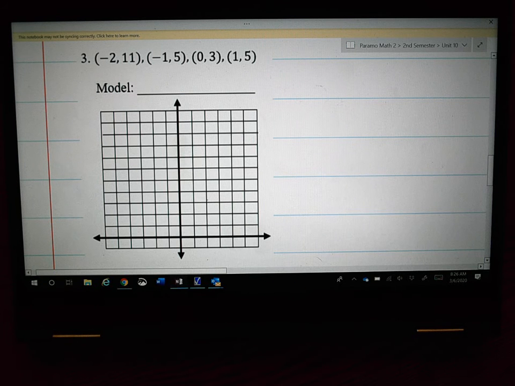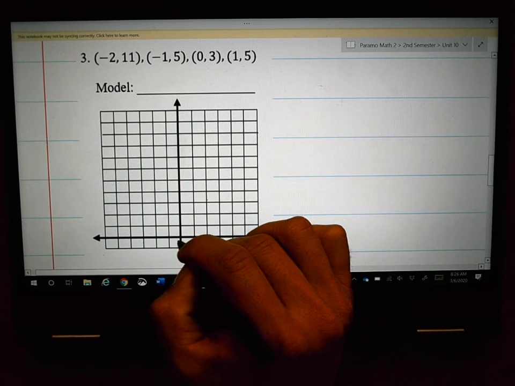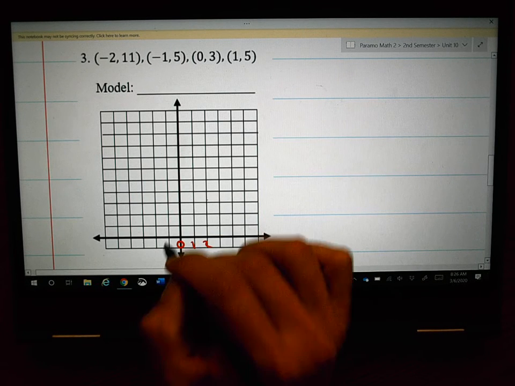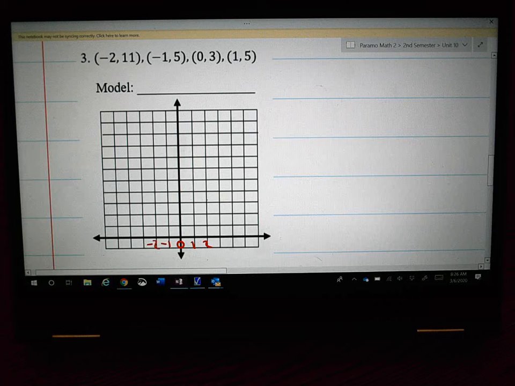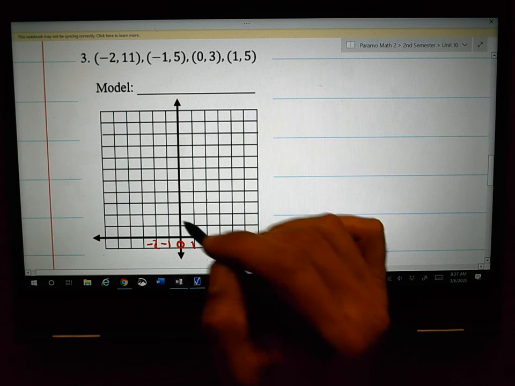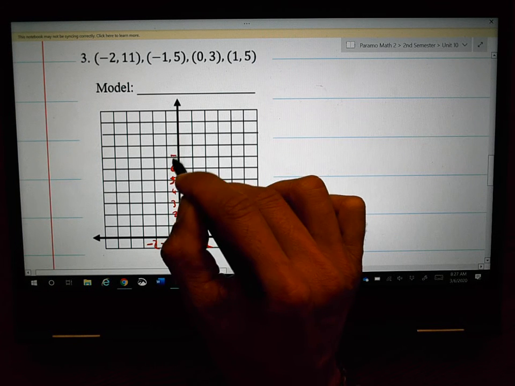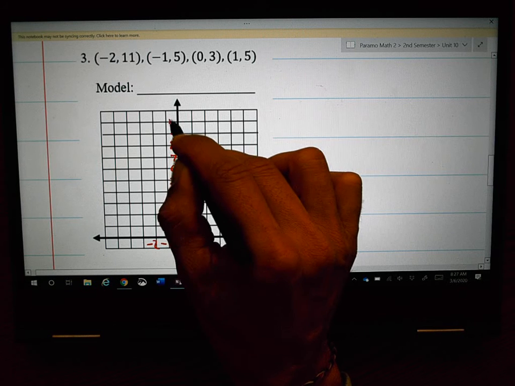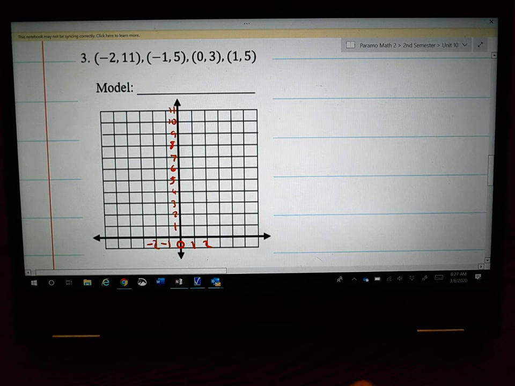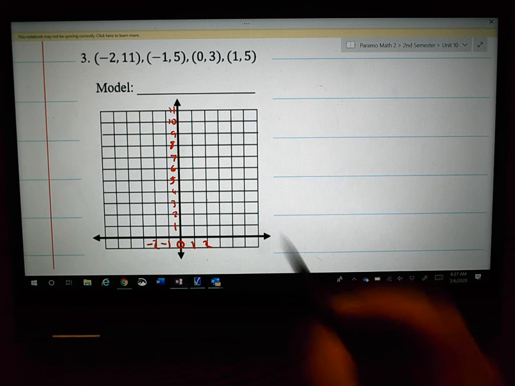-2, 11, -1, 5, 0, 3, 1, 5. Just to review, I like to go like this: 0, 1, 2, -1, -2. I think that'll handle all of my x's. I also like to count out my y's: 1, 2, 3, 4, 5, 6, 7, 8, 9, 10, 11. I think I have to go to 11 anyway. So I like to number my axes. It helps. And then I'm going to start plotting my points.